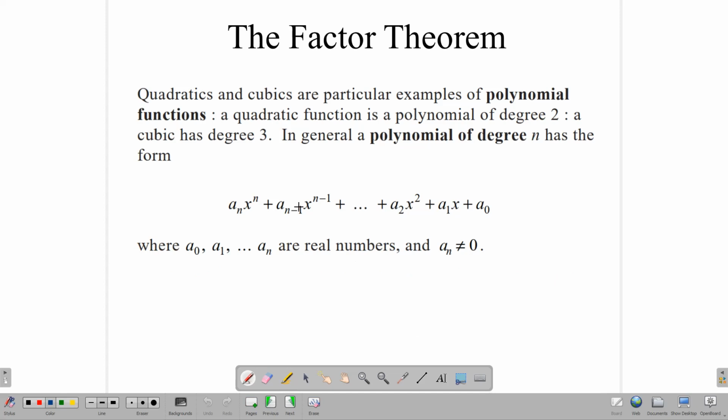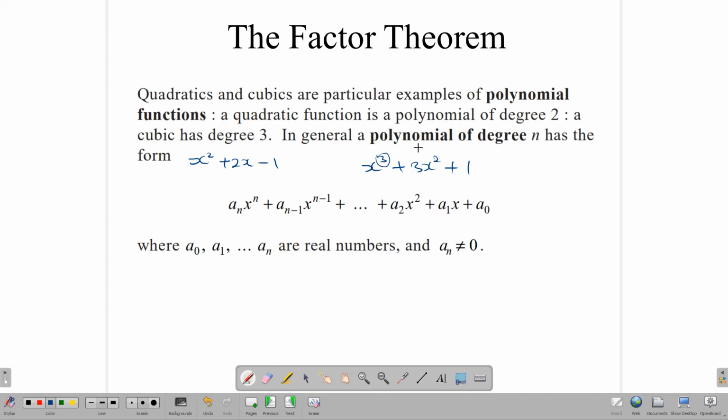Now, for the factor theorem, first we want to talk about quadratics and cubics. Quadratics and cubics are specific examples of what we call polynomials of degree n. A quadratic is written as x squared plus something else, for argument's sake. Notice it's a polynomial of degree 2 because 2 is the highest power, while x cubed plus 3x squared minus 1 would be a cubic, a polynomial of degree 3, because it has 3 as its highest integer power.